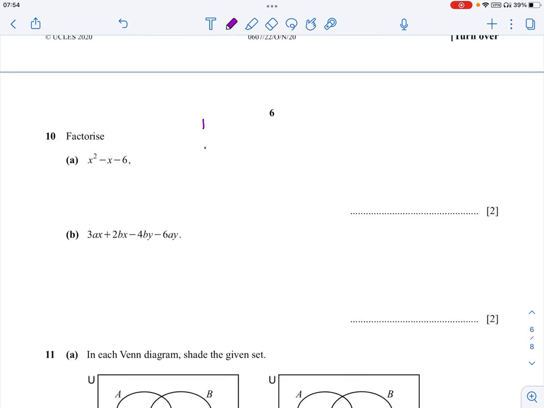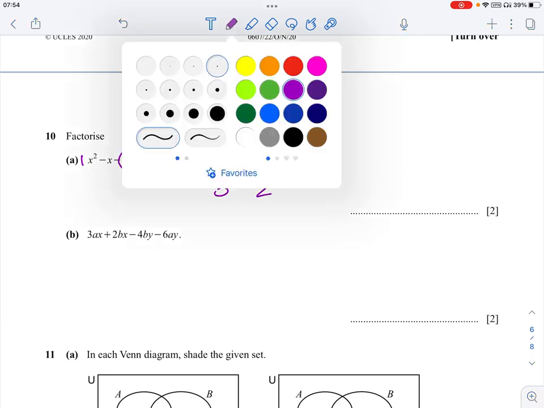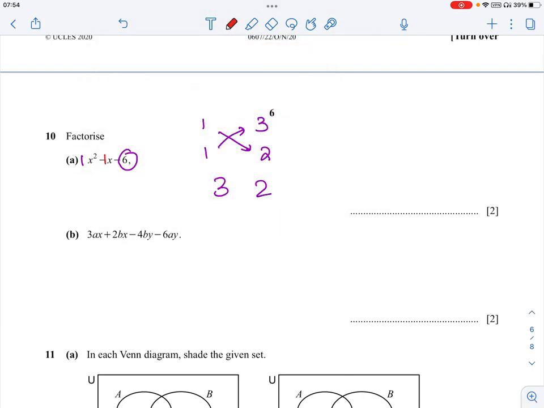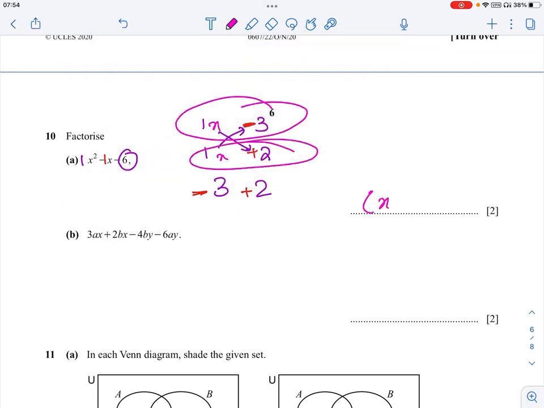Factorize. 1 factors, this is 1. 1 factors are 1 and 1. 6 factors are 3 and 2. Do the cross multiplication, it becomes 3, 2. I want the middle number, which is minus 1. So minus 3 plus 2. It should be negative 3 plus 2. So it is x over here, x over here. So x minus 3 and x plus 2.